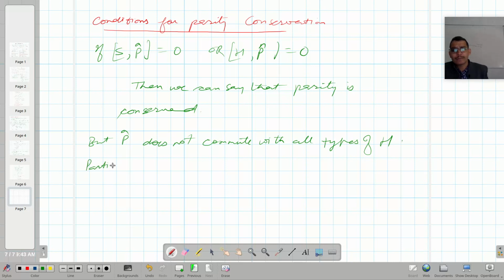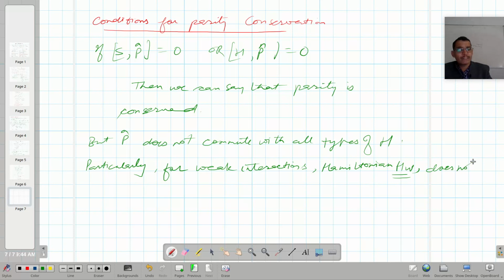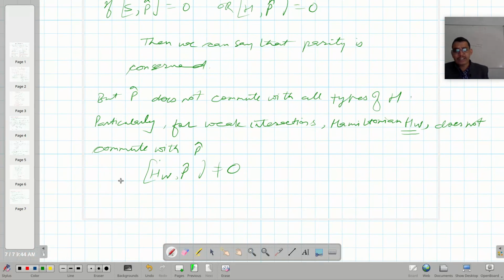Particularly for weak interactions, the Hamiltonian of weak interaction, represented by HW, does not commute with P. That means the commutator of HW and P is not equal to 0. Thus we can say that parity is not conserved in weak processes or in weak interactions.